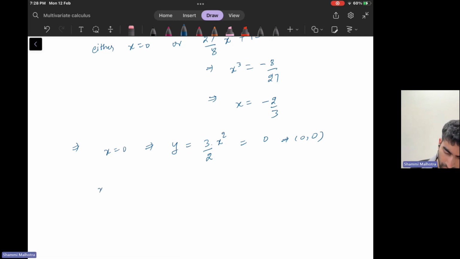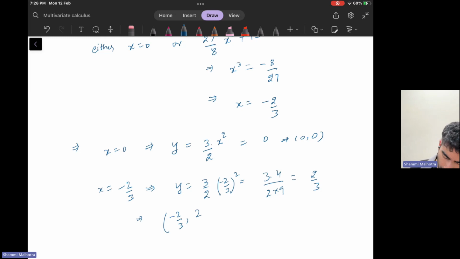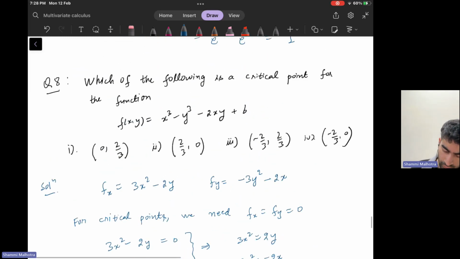If I put my x value to be minus 2 by 3, this will imply y is 3 by 2 times minus 2 by 3 squared. So this would be 3 times 4, over 2 times 9. So this would be nothing but 2 by 3. So this implies minus 2 by 3, 2 by 3 is a critical point. So given the points, we see only option 3 is the critical point given in the options. So the third option is the required critical point of the function.